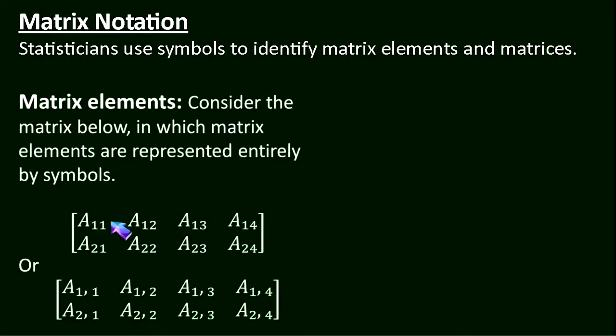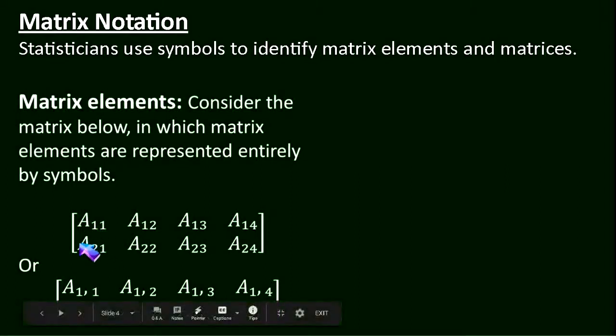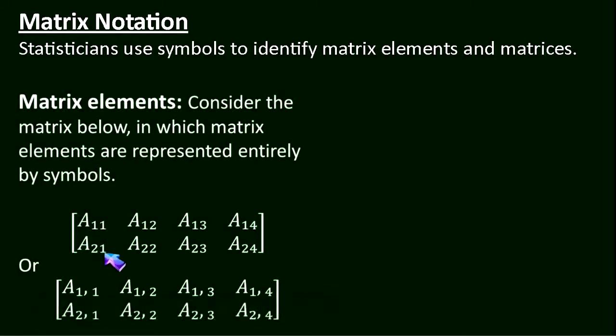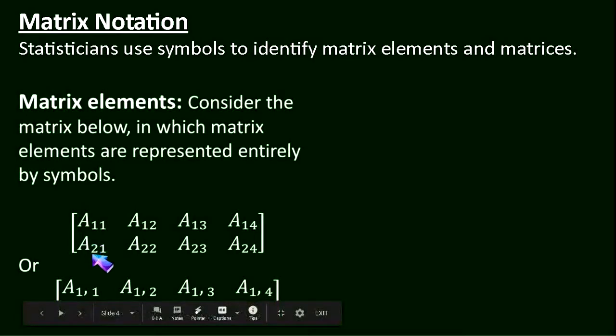So we have here A21, that is the element in row 2 of column 1. So the first subscript is the row number, the second subscript is the column number. Or we can write it as A1,1, or this is the same.